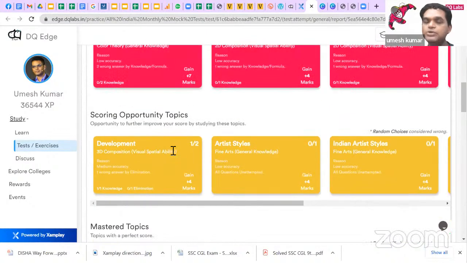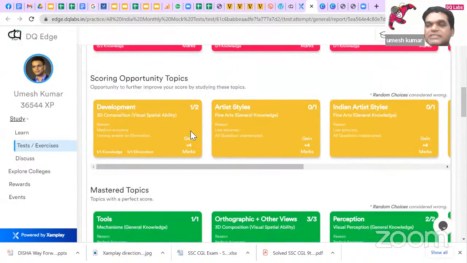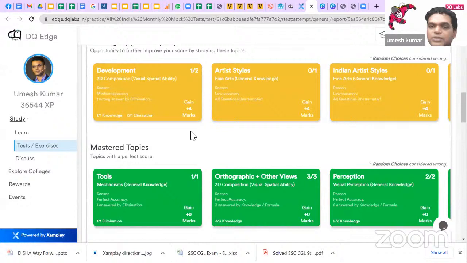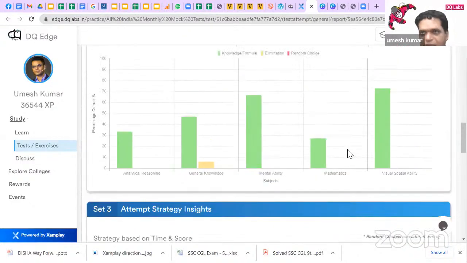Most of the time students ask, sir, I have studied all the topics. All right, so what is the next thing I have to do? What is the next topic I have to study? So these scoring topics. And the master topics, whether they study them or not is up to them. They are already doing very well. Danger topics are absolutely important. And then you also have this little graph which shows you how well you are doing in these various subjects.